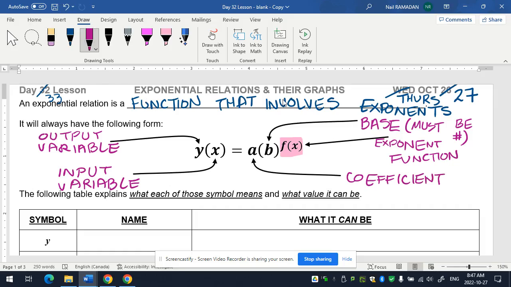Okay, that's it. That's the anatomy of this equation. So let's write. Yeah, what's up? Okay, hold on.